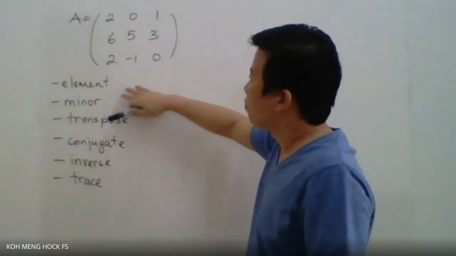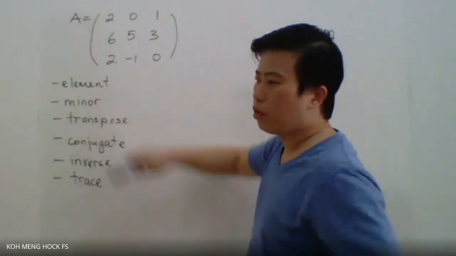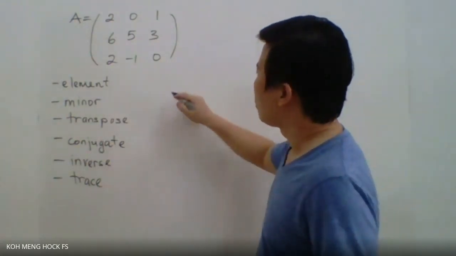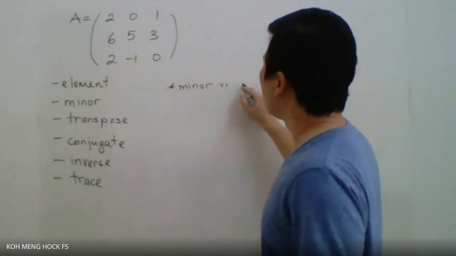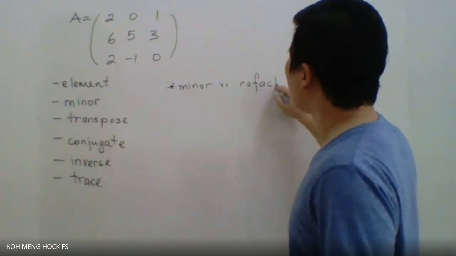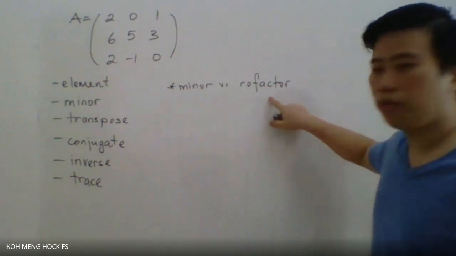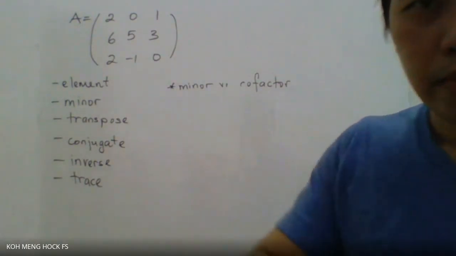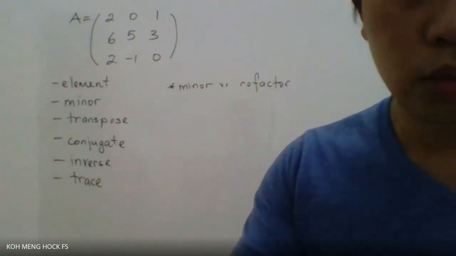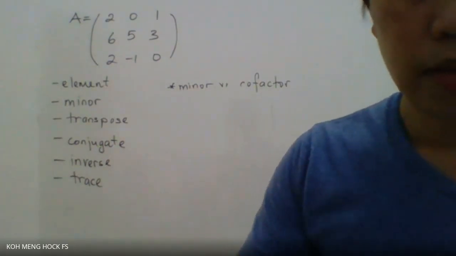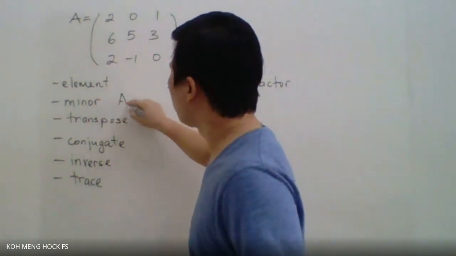So this is the element. You know what the element is. Now you want to find the minor. You have to differentiate between the minor versus the cofactor, right? Do you know the difference between the minor and the cofactor? Can you recall what the difference is between the two? They ask for the minor of A22.